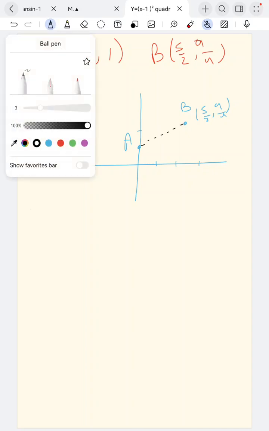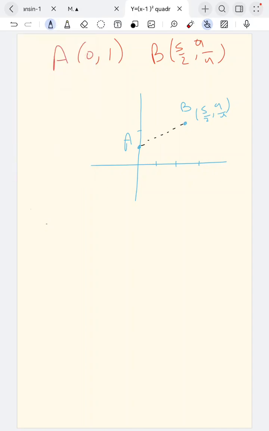If I want to know how much this distance is, I have multiple ways. I can complete the triangle. I can make a triangle here and here. Then I need to get the horizontal distance and the vertical distance. Then I'll use Pythagoras. So you can do it this way: find the horizontal distance, then the vertical distance, and then use Pythagoras.